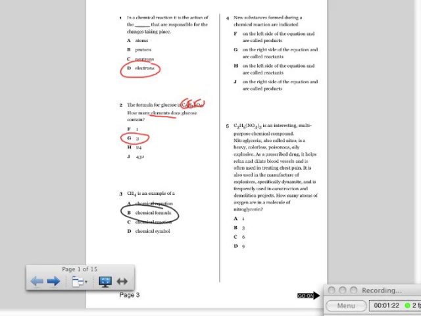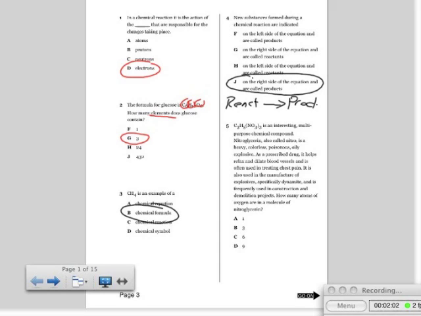Okay, number 4. New substances formed during a chemical reaction are indicated. So saying new substances, if you remember, we have an arrow that separates what's going on, or what we need for the reaction and what happens after the reaction. What are the stuff on the left side called? The reactants. And what's the stuff on the right side called? Okay, products. So which statement on number 4 answers the question correctly? J. On the right side of the equation, and are called products.